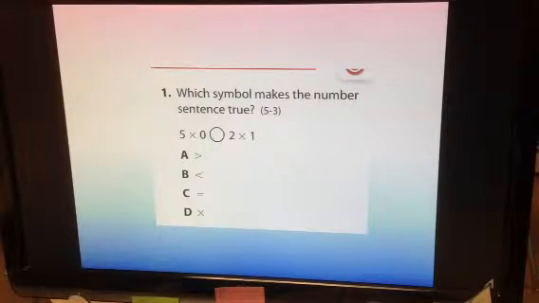This was a test question that a lot of students missed, so we remembered that any number times 0 is 0. This 5 times 0 is 0. Any number times 1 is that number, so 2 times 1 is 2. Which is greater, 0 or 2? 2 is greater, so B is the correct answer.